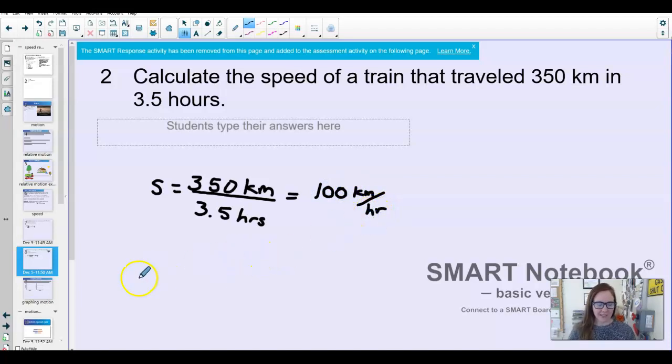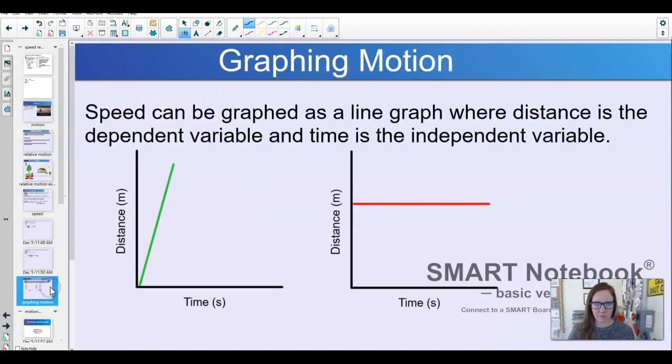All right. The last thing I want to take a look at is, of course, in science, graphs are very important. I want to take a look at a couple of speed graphs here. So when you graph speed, and we will be doing this, we're going to do a couple labs, speed can be graphed as a line graph where you have distance over time. So it's just like the formula, distance over time. And let's look at what these two graphs mean.